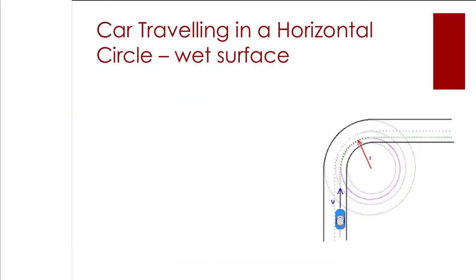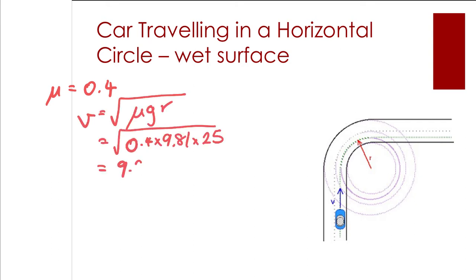Okay, so let's do the same thing as before, but now with a wet surface. How does that change our problem? Well, it'll mean we'll have less friction. So let's say now our coefficient of friction is only 0.4, and we use the same equation we derived in the last slide. And if I put in my new values, I'm going to get 9.9 meters per second, or that's the same as 36 kilometers per hour.